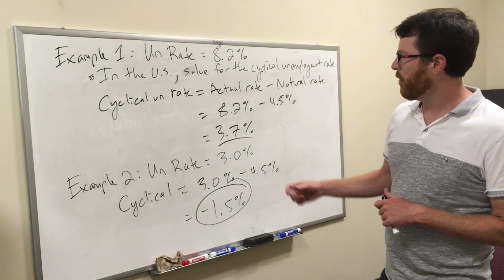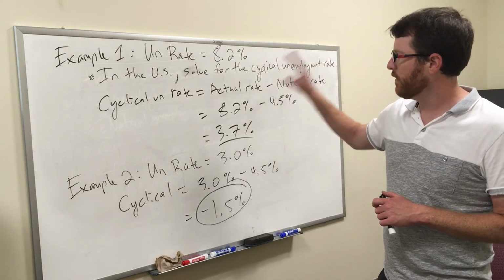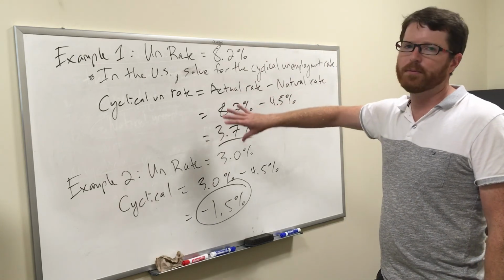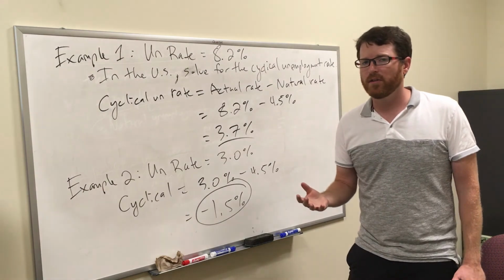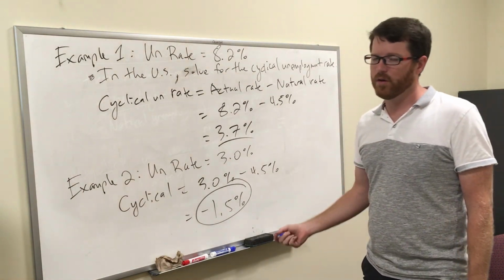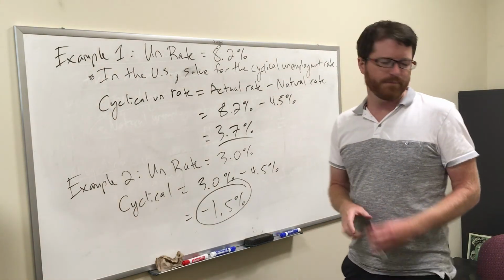So sometimes the unemployment rate can be too high, like you see here. That's bad for obvious reasons. Lots of people unemployed. That's not good. The unemployment rate can also be too low. This is bad for more subtle reasons that we'll get to later on.